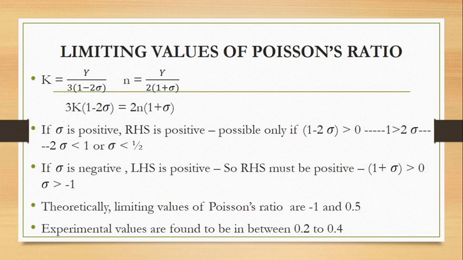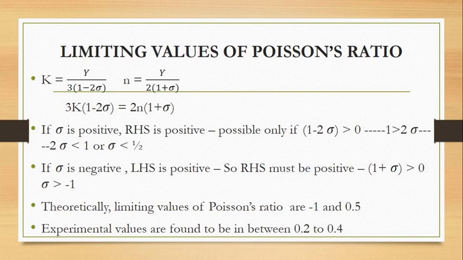Now, what happens if sigma is negative? If sigma is negative, the LHS of the above equation will be positive. If LHS is positive, RHS must be positive. For RHS to be positive, 1 plus sigma must be greater than 0. That means sigma must be greater than minus 1. So the value of sigma lies between 1 by 2 and minus 1. 1 by 2 is 0.5, isn't it? So theoretically, we can say that the limiting values of Poisson's ratio are minus 1 and 0.5.